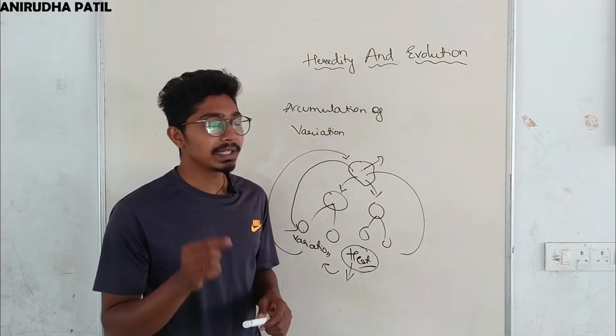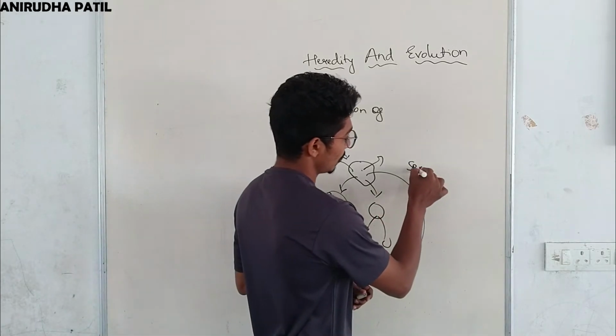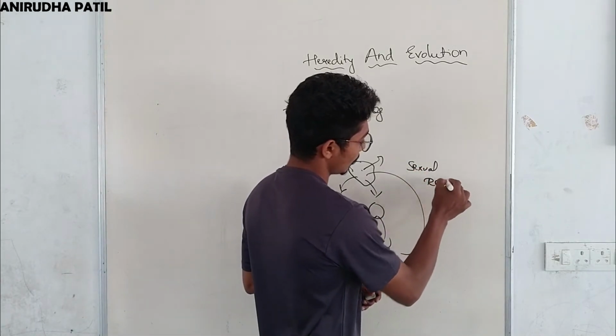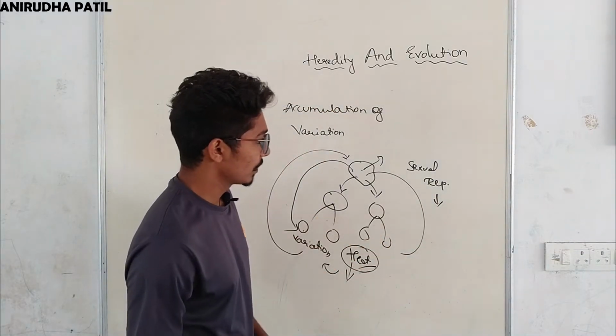nature. That means they occur in less quantity in case of asexual reproduction, but in case of sexual reproduction the variations are much bigger, right? So we will see that in further class.